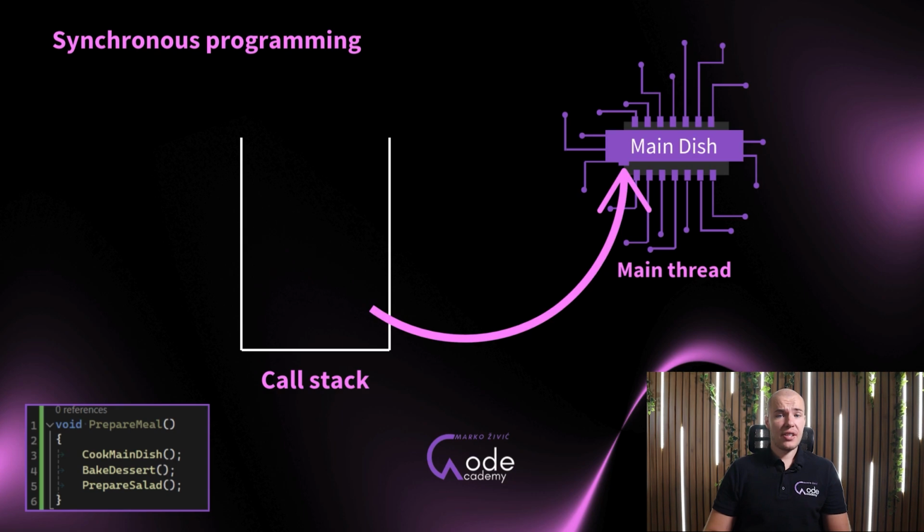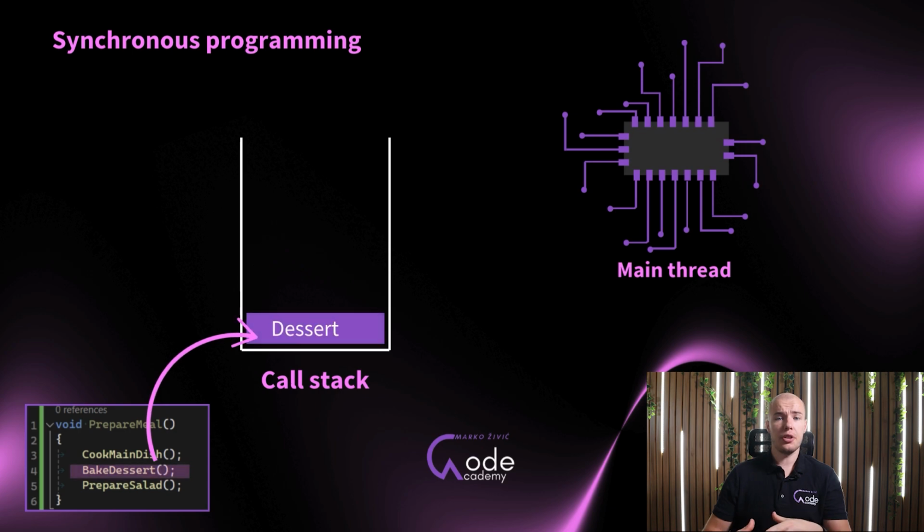Basically, in our previous example for synchronous code, we can see that our cook main dish is thrown onto the call stack first, and until it is done executing, the next method, which is prepare desserts, cannot be executed at all. And then we wait for prepare desserts to be done, and then finally we can prepare the salad.